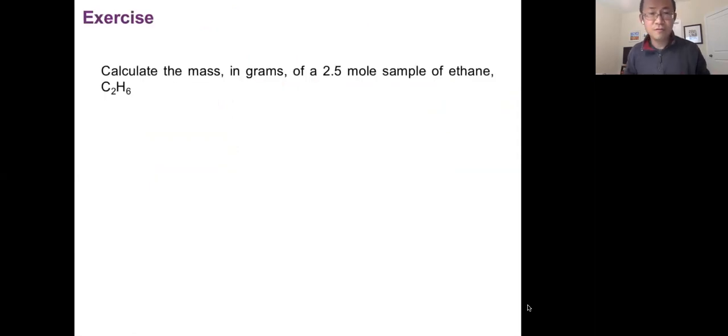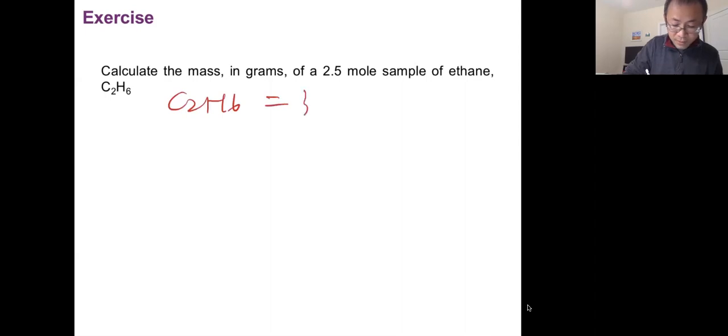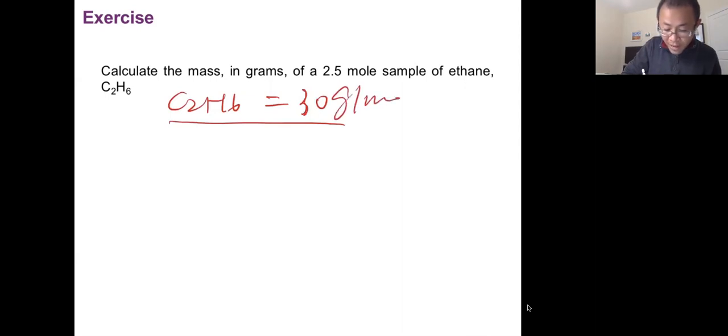The first very simple calculation. Simple, I mean by the end of this chapter, all of you should think this is simple, not now. Okay, first, calculate the mass in grams of 2.5 moles of ethane. The formula is C2H6. First, if I give you a formula, calculate the formula mass first, because we're talking about mass in grams. C2H6, formula mass is 30. That means C2H6, the molar mass is 30 grams per mole.